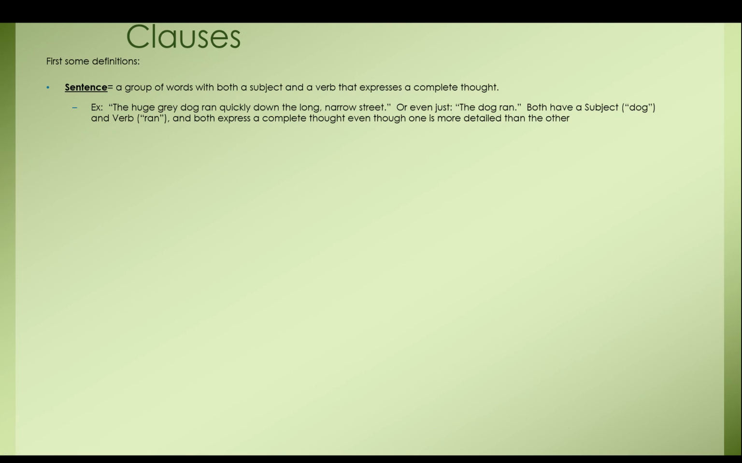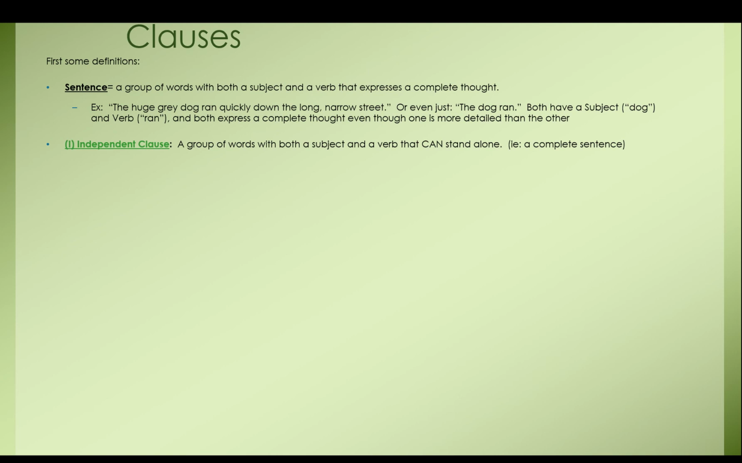Okay, now we're going to get into some other definitions. We're going to talk about clauses. The definition of clause isn't up here, but a clause is a group of words with both a subject and a verb. And there are two types of them. That's what we are going to go over. The first type of clause is the independent clause, which I'll abbreviate with an I for independent. An independent clause is a group of words with both a subject and a verb, because all clauses have a subject and a verb, and it can stand alone.